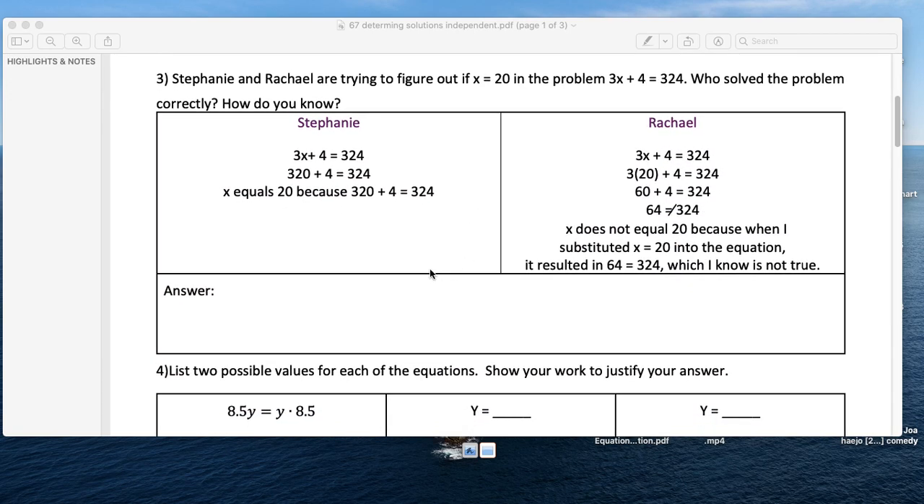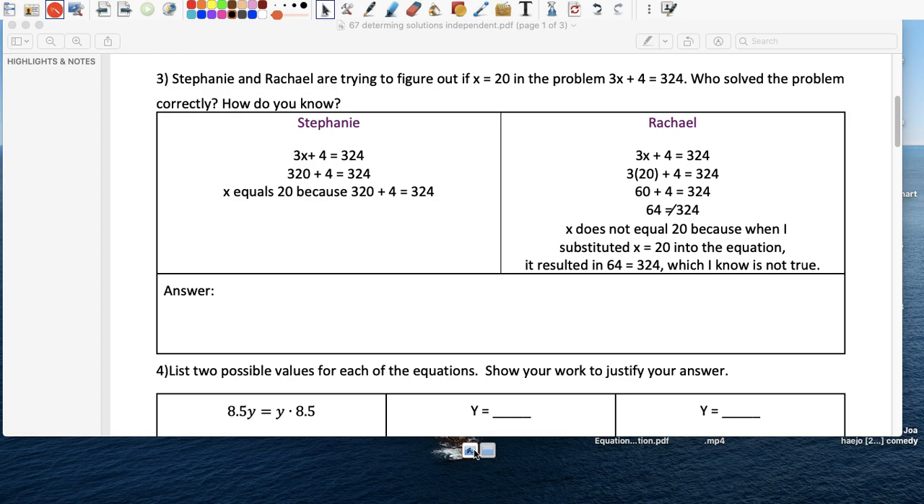Number 3. Stephanie and Rachel are trying to figure out if x equals 20 in the problem 3x plus 4 equals 324. Who solved the problem correctly? How do you know? ¿Quién lo hizo correcto? Bueno, a ver, let's check. So it's 20.